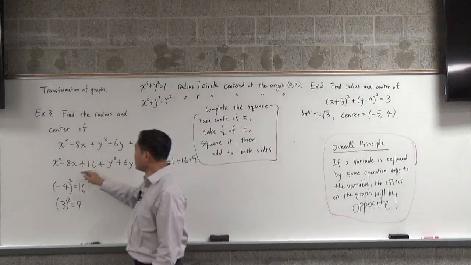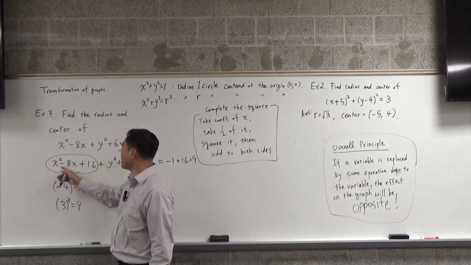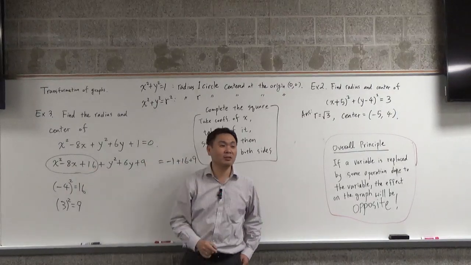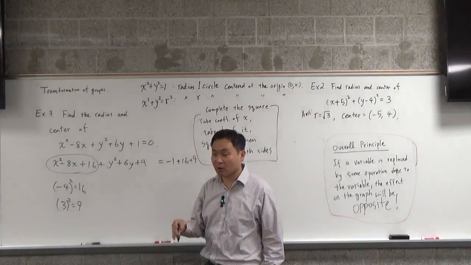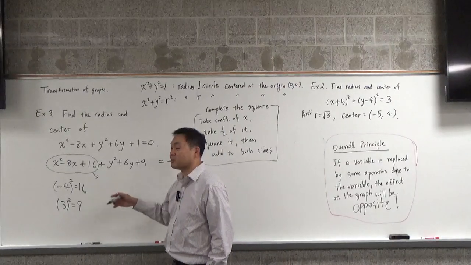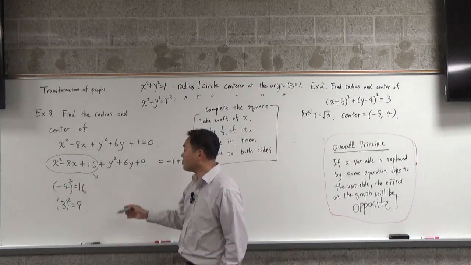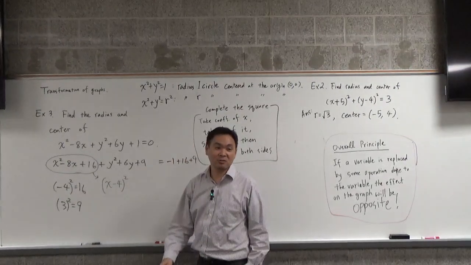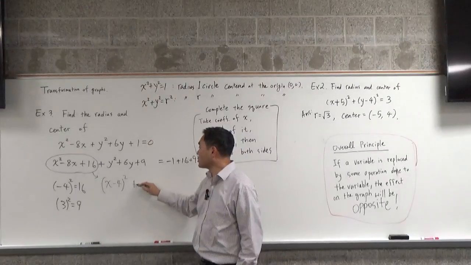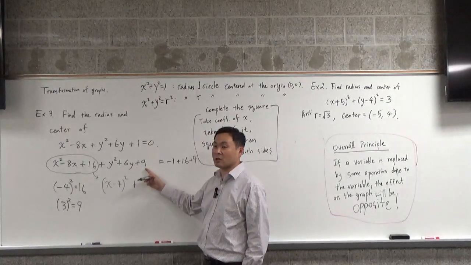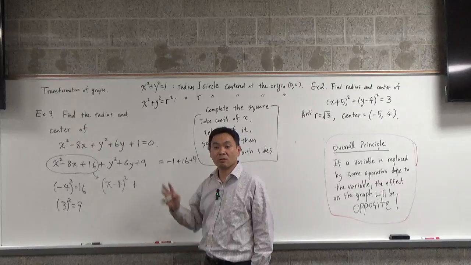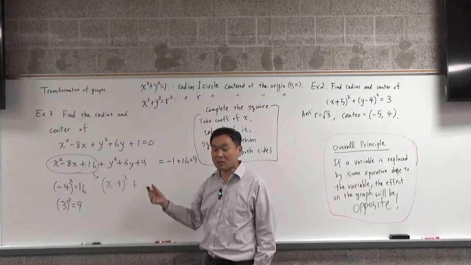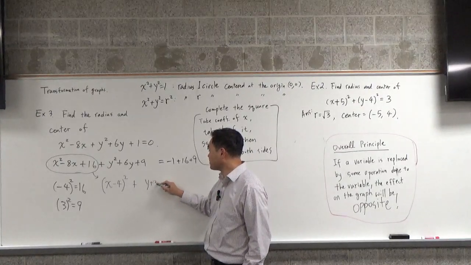And the result is that if you try to factor this, you'll see that, well, what are the two numbers that multiply to 16 and add to -8? -4 and -4. So this is going to be factored as x minus 4 times x minus 4, which is x minus 4 squared. Right? This works out. Plus, what about this one? What are the two numbers that multiply to 9 and add to 6? 3 and 3. So this is going to be y plus 3 times y plus 3, which means it's y plus 3 squared.